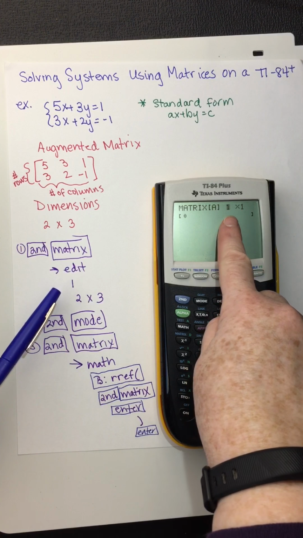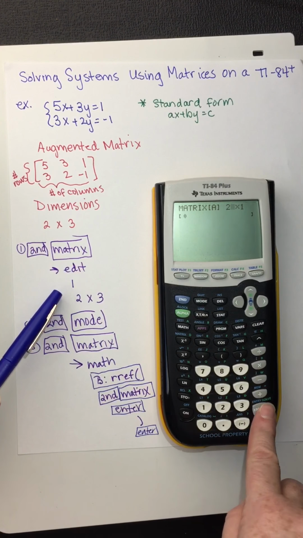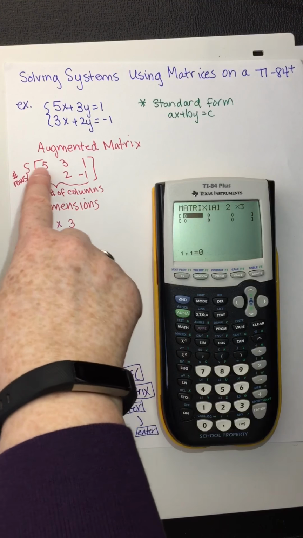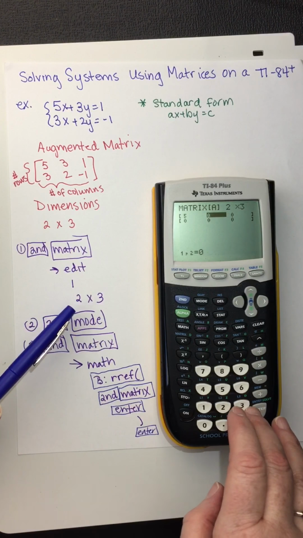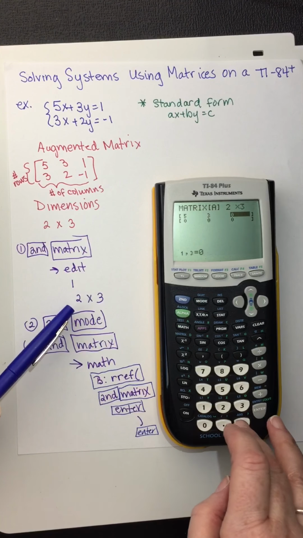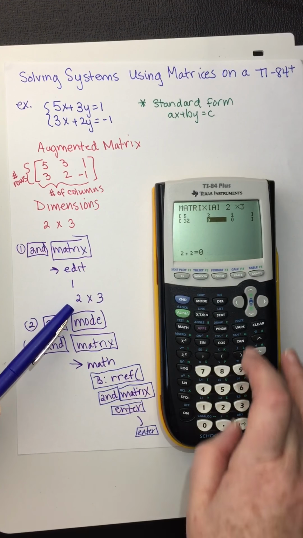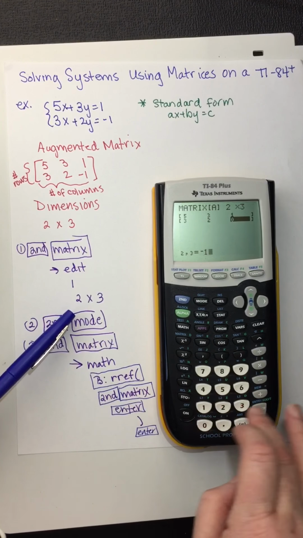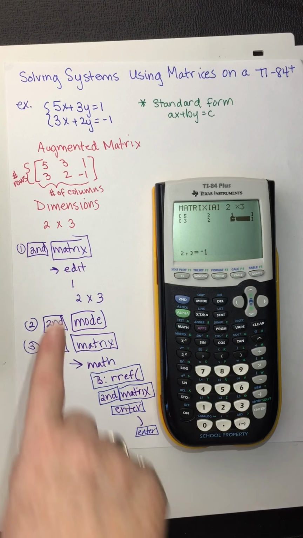We're going to define the dimensions of our matrix to 2 by 3. So 2, enter, 3, enter. And now it has room for us to insert all of our numbers in our augmented matrix. So 5, enter, it moves us across if we put the enter after a number. 3, 1, 3, 2, oops, 3, enter, 2, enter, -1, enter. Okay, so I have all 6 of my numbers in my matrix.